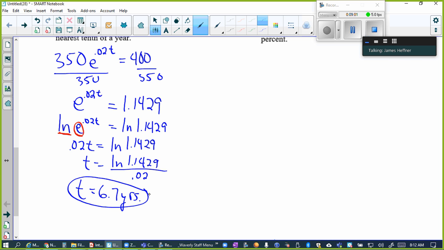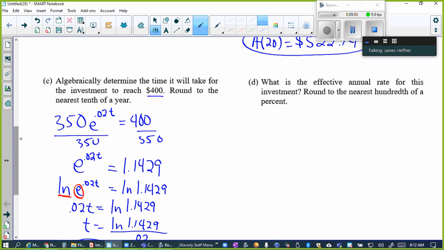Now, over here on part D, let's read this. I'm going to have a note for you. It says, what is the effective annual rate? Let me ask you a question. Let's say that we had this investment for 1 year, and it was only compounded once per year, so basically no compounding. And then let's say we have the same investment for 1 year, the same rate, but now compounded 12 times per year. Which one do you think will have more money at the end of it?